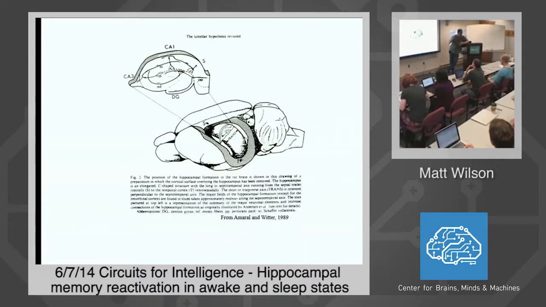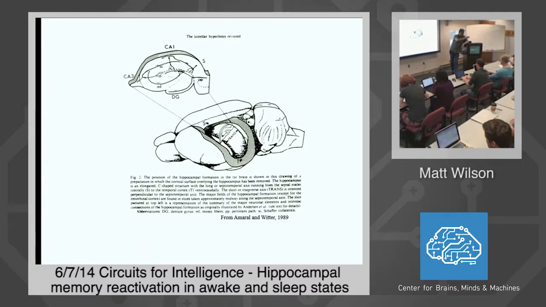Damage to the hippocampus produced an irreversible anterograde loss in the ability to form new memories. It also produced a partial retrograde loss in memory. Old memories were lost. But interestingly, really old memories, or remote memories, seem to be preserved. So you needed the hippocampus to form new memories. You also needed it to access relatively recent past memories.